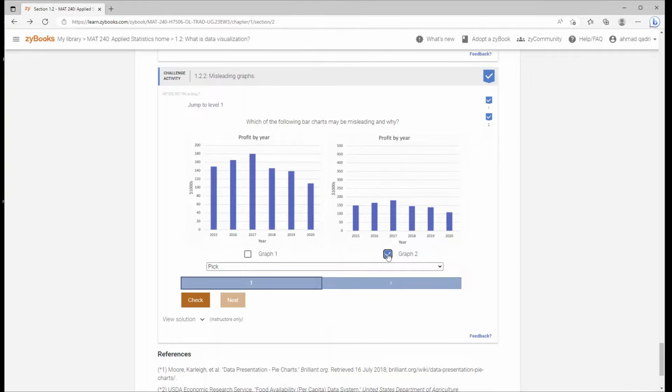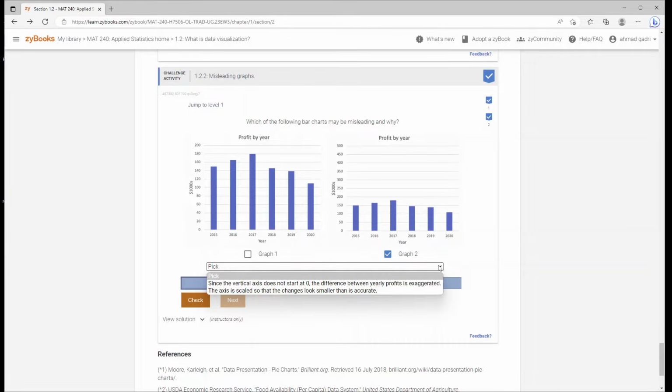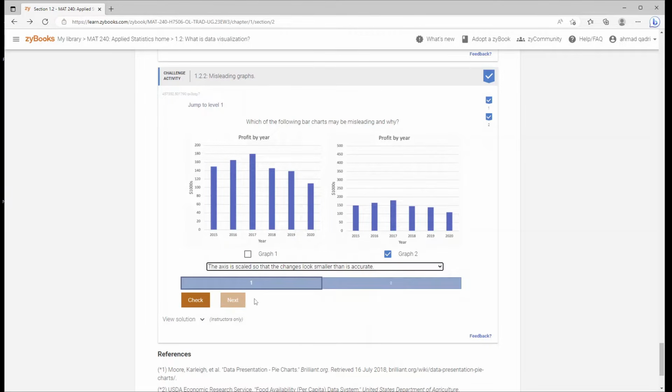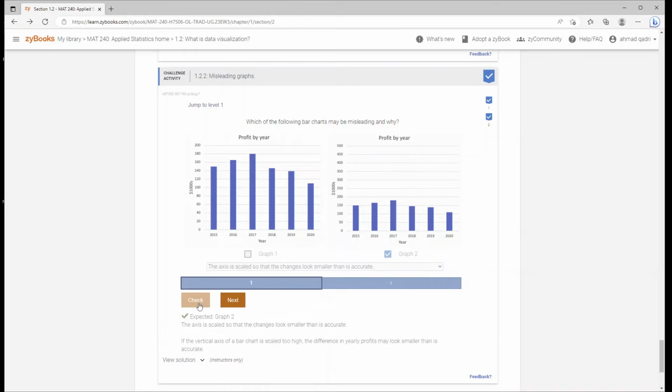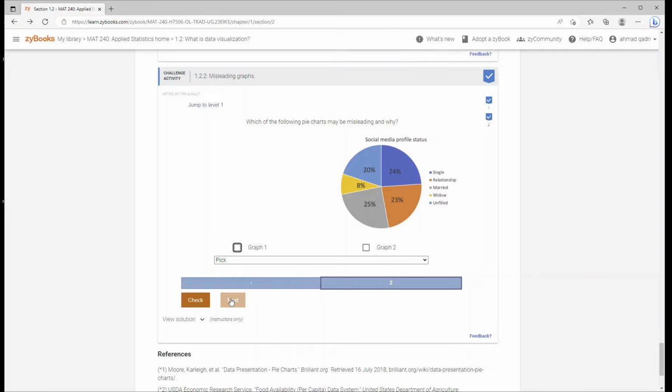So I will select this. And from the drop-down, let's see what our options are. Since the vertical axis does not start at 0, the differences between yearly profits is exaggerated. And the second option is the axis is scaled so that the changes look smaller than is accurate. So this is the correct response here. So I will select this and hit check, and that is correct. Now let's go to the next question.